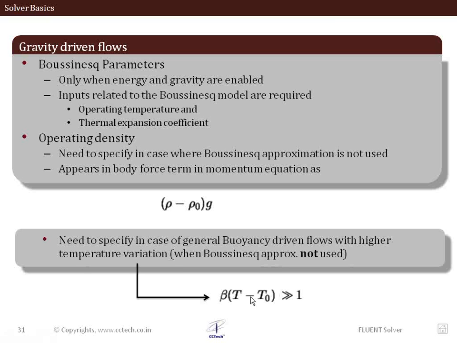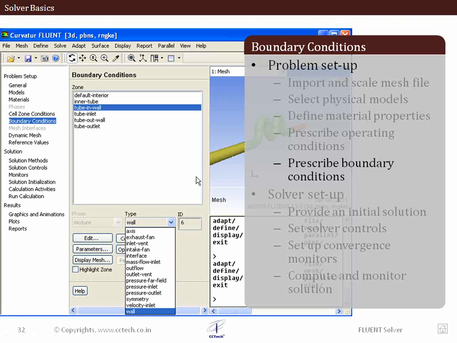And in that case, on the operating conditions panel, we also need to specify an operating density with respect to which the body force term in the momentum equations will be included. So that was all about the operating conditions. Let's have a look at the boundary conditions. I will be taking a dedicated lecture on boundary conditions, which is going to follow up, but let's have an overview. So basically we access this either through the define models, define boundary conditions option on the menu bar, or also on the GUI on the model tree.